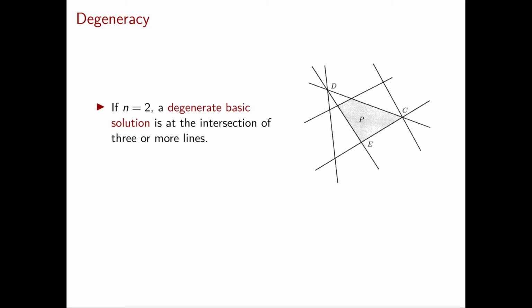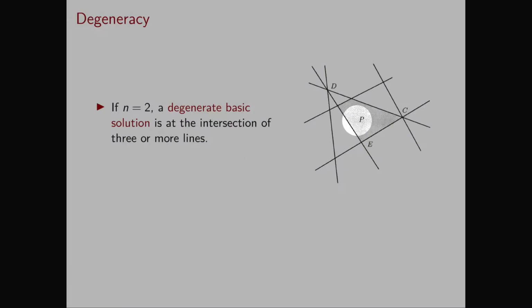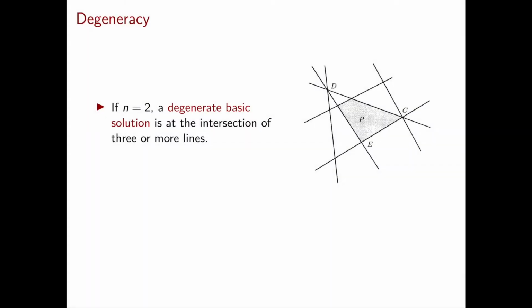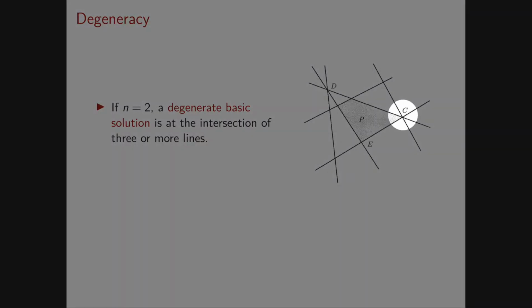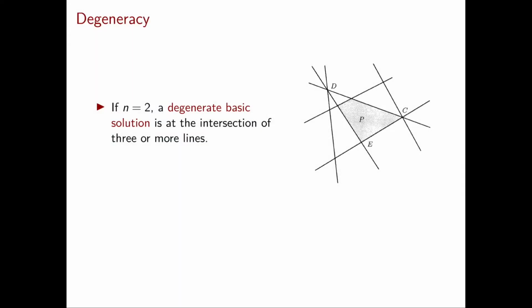In dimension 2, as always, we visualize the given inequalities with lines, and the constraint is active at a point if the corresponding line passes through such a point. So in dimension 2, a basic solution is degenerate if it is at the intersection of 3 or more lines. In this example, the degenerate basic solutions are C, since there are 3 lines passing through C, and D for the same reason. You can check one by one that all the other basic solutions in this example are non-degenerate.